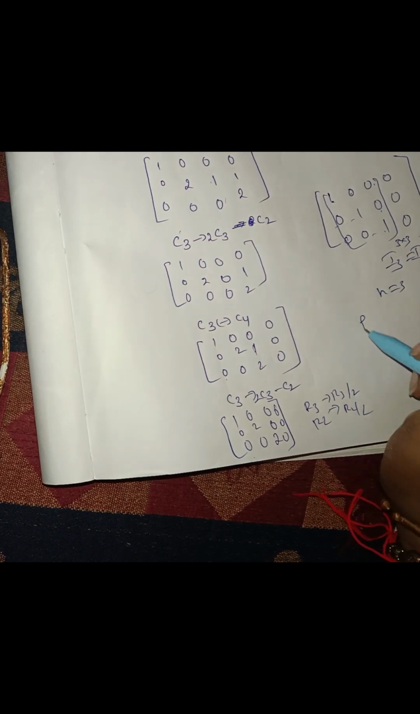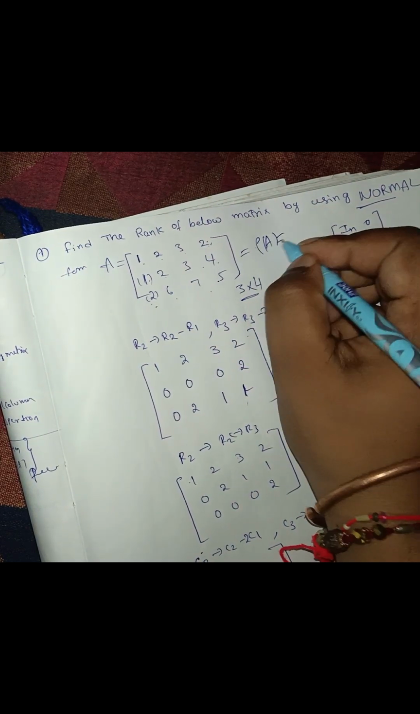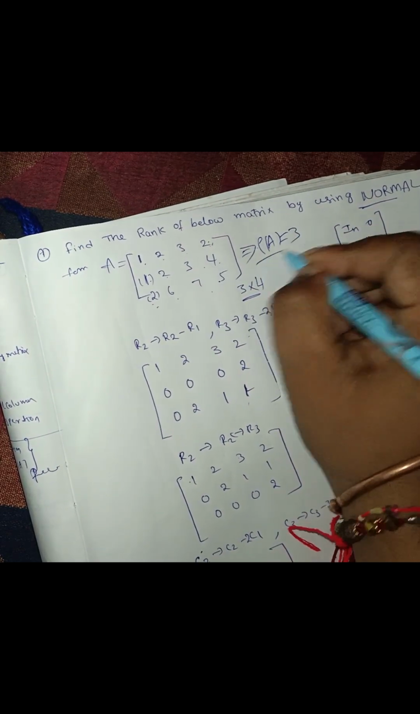So what is the identity matrix here? 1, 0, 0, 0, 1, 0, 0, 0, 1. This is the identity matrix of order 3 by 3, so this is I3. In I_n, where n is equal to 3, the rank of the matrix is equal to n, that is equal to 3. So the rank of the given matrix is R(A) equal to 3.